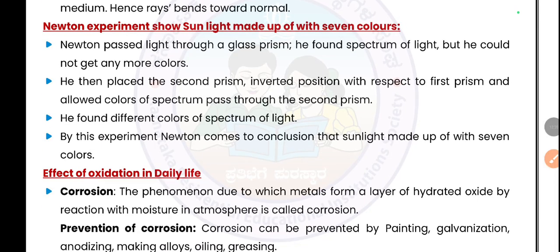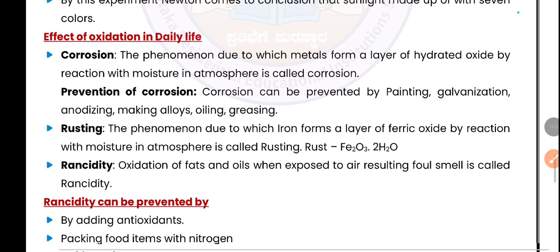Newton's experiment shows sunlight is made up of 7 colors. Newton passed light through a glass prism. He found a spectrum of light, but he could not get any more colors. He then placed a second prism in an inverted position with respect to the first prism and allowed the colors of the spectrum to pass through the second prism. He found the different colors of the spectrum recombined into light. By this experiment, Newton came to the conclusion that sunlight is made up of 7 colors.